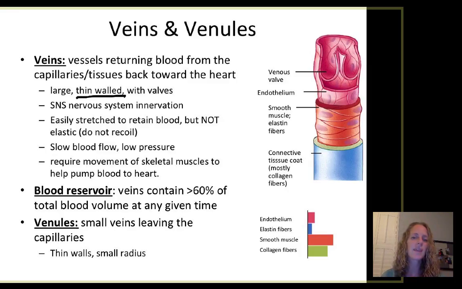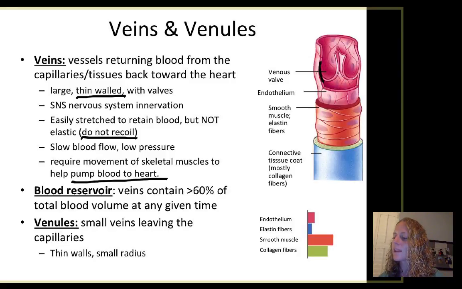They also have sympathetic nervous system innervation, but because of their large size, their lack of ability to recoil, and their low pressure, this innervation has less of an effect than it does in the arteries and arterioles. They're easily stretched to retain blood, but they're not elastic, so they do not recoil. They have slow blood flow and low pressure, so they require the movement of skeletal muscles to help pump blood to the heart.